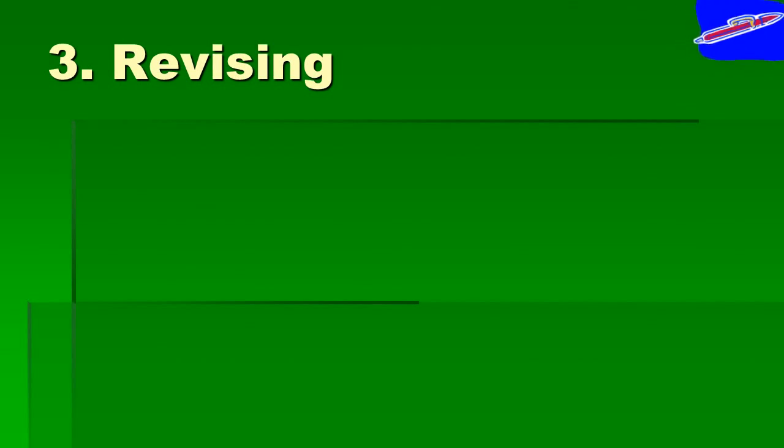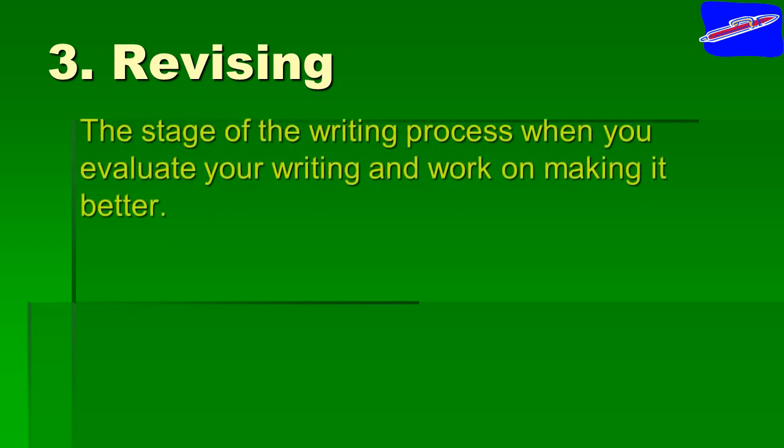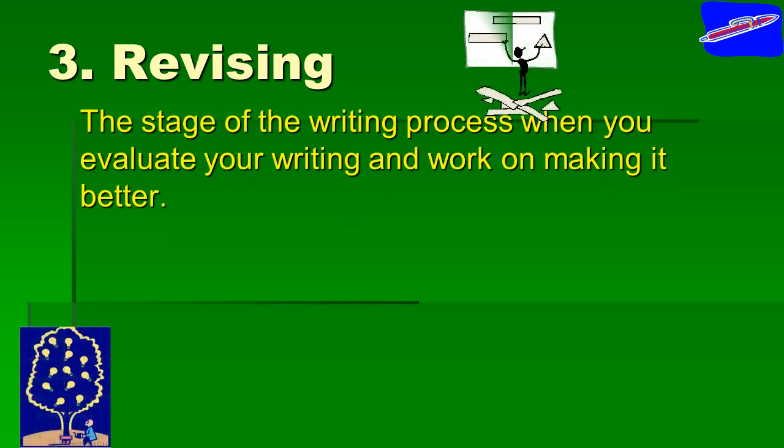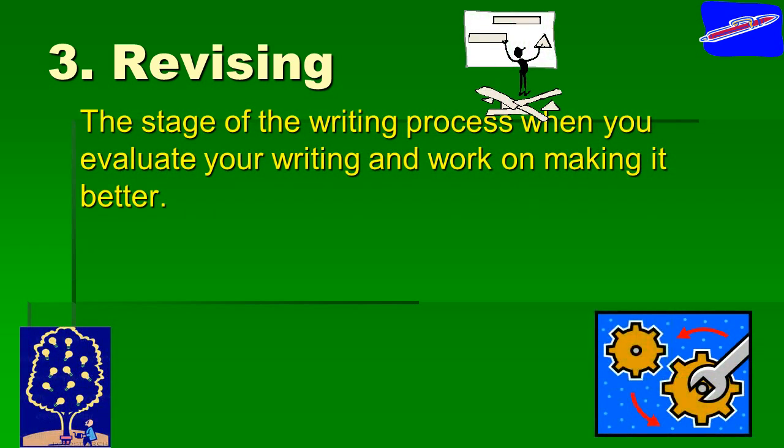The next stage of the writing process is revising. This is after you've sat down and you've finished with your writing. Now it's time to look back at it and see if there's anything that you can do to make it better. This is the stage of the writing process when you evaluate your writing and work on making it better. Kind of like in a mechanic shop where you work on fixing a car. This is the time where you fix your writing.